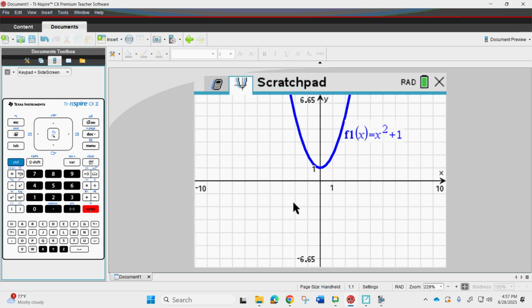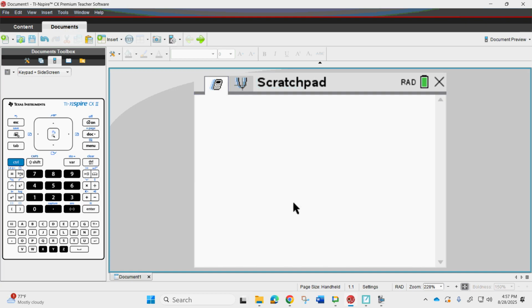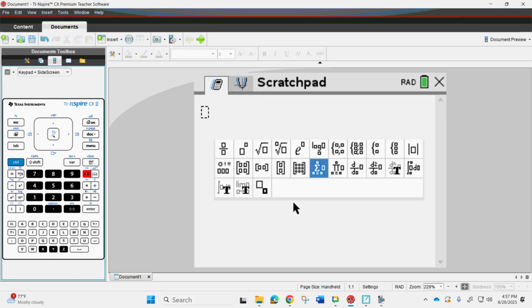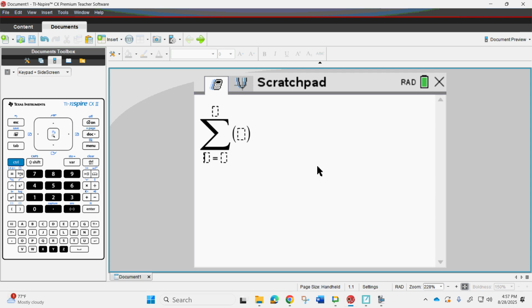Okay, now go to the home screen, and we're going to do summation notation. The summation notation is in the catalog of functions right next to the 9. Look right next to the 9, hit that button, and in the middle row, you'll see summation notation. That's sigma. Choose it.